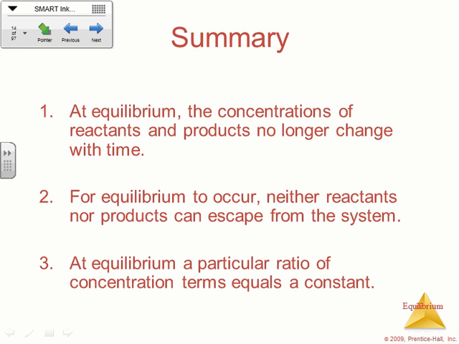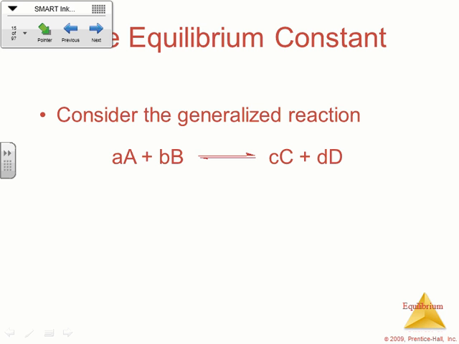So, at equilibrium, concentrations of reactants and products don't change with time. For equilibrium to occur, neither the reactants nor the products can escape from the system. Otherwise, if you've got a gas going away, it's going to be hard for that to come back and react, because it's floating off into the atmosphere at that point. At equilibrium, you've got a particular ratio of concentration terms, and that's going to equal a constant value. As long as you're at the same temperature, that equilibrium constant will stay the same no matter what your concentration values are. All right, so here's how we basically write an equilibrium expression.